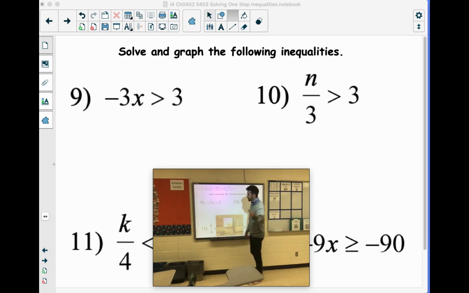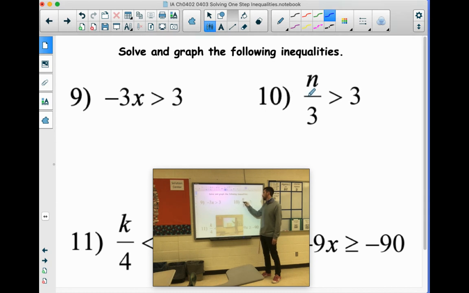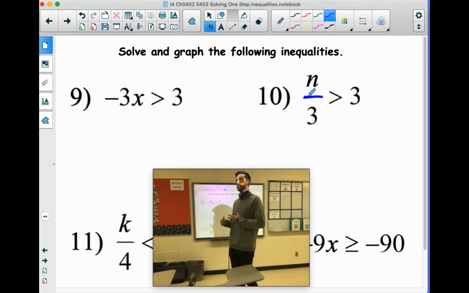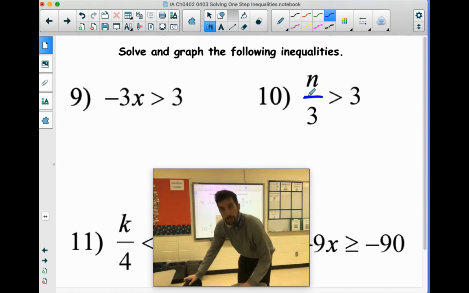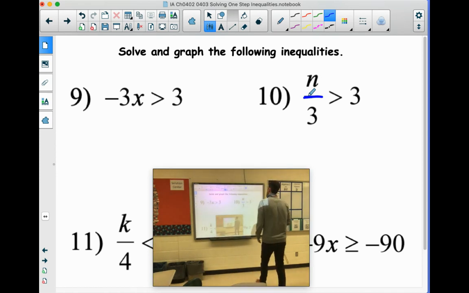Where it gets so exciting. Let's look at number 10 before we look at number 9. Weird, right? Okay. Number 10 says n over 3, which means n divided by 3. So if we're trying to undo division, what should we do? What's the opposite of division? Yes, multiplication. So we multiply both sides by 3.